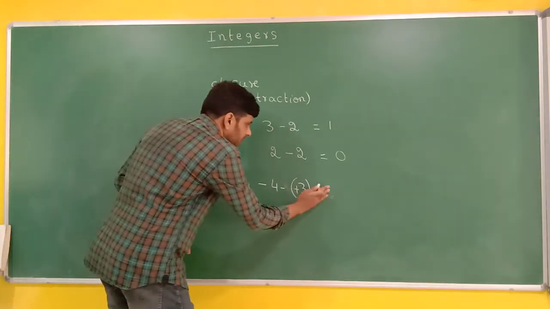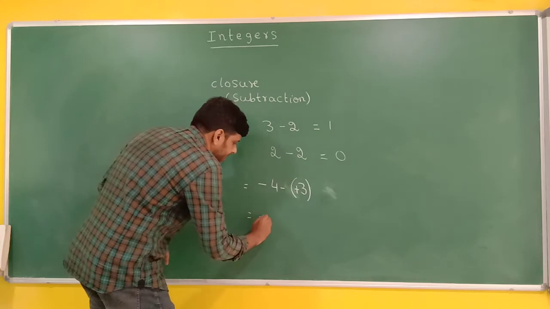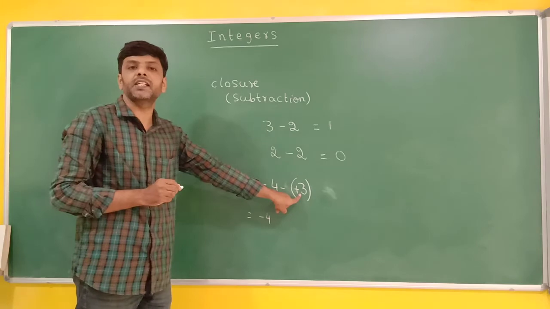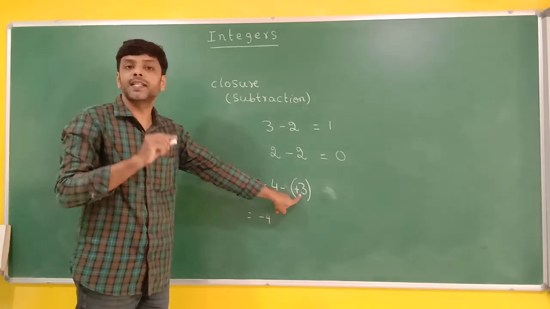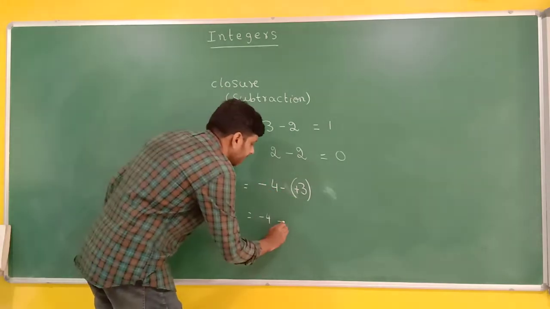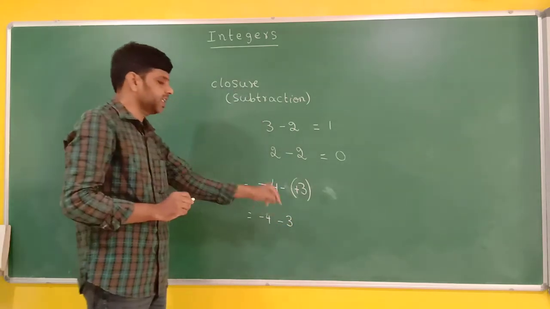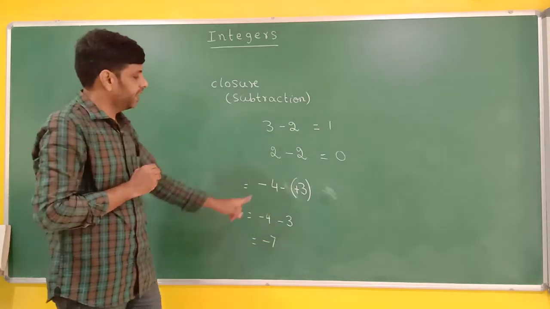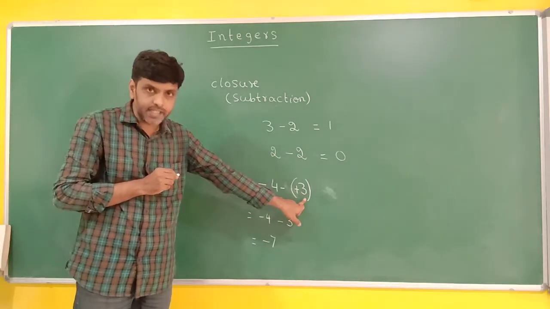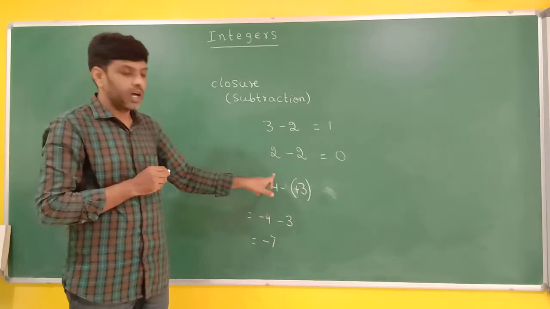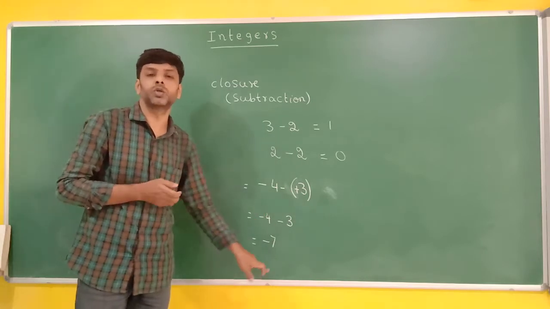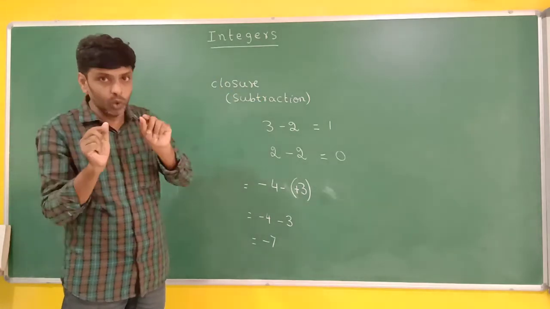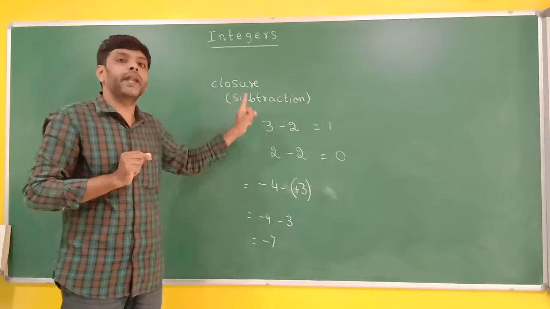See, minus 4 I am writing as it is here. Minus into plus, what is minus into plus? Minus into plus is minus 3. Now what is minus 4 minus 3? It is minus 7. So when I subtract one integer from another integer, the answer is also an integer. So we can tell that closure property is true for subtraction of integers.